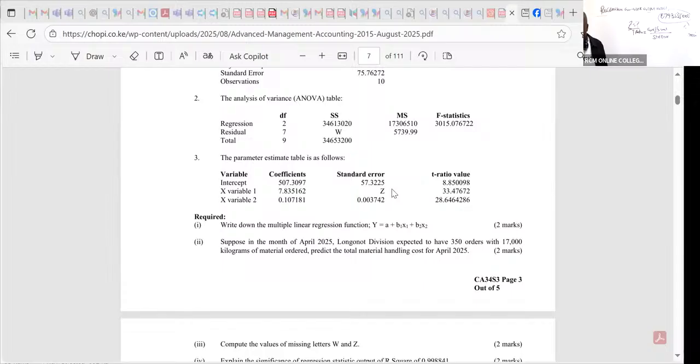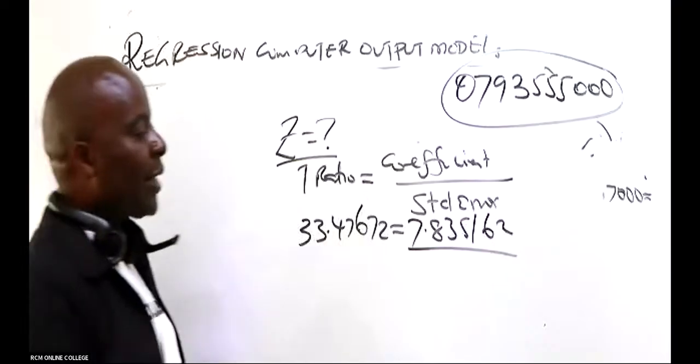So you can see the T ratio corresponding for this variable is 33.47672. So the T ratio is 33.47672, which equals the coefficient that has been given there for X1. The coefficient is 7.835162, with a decimal here, divided by the standard error that has not been provided, which they have given to us as Z.